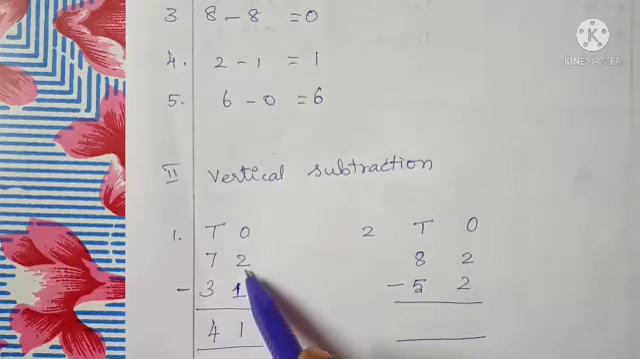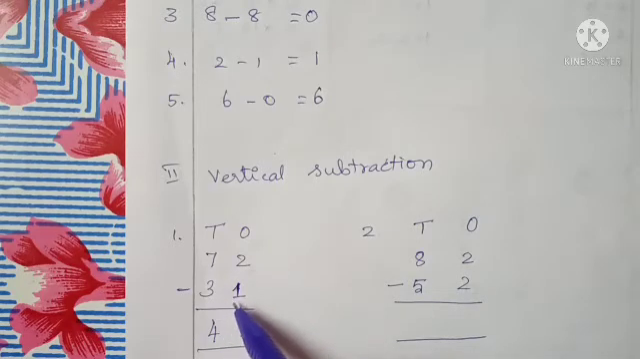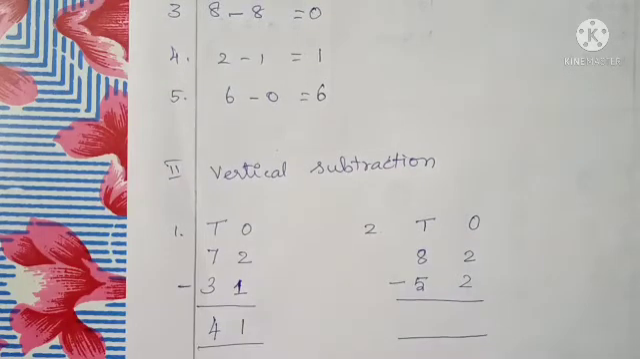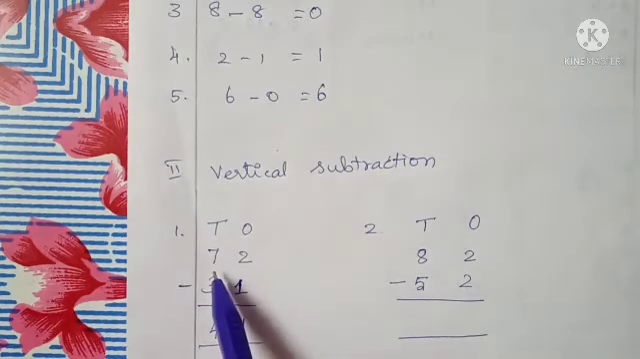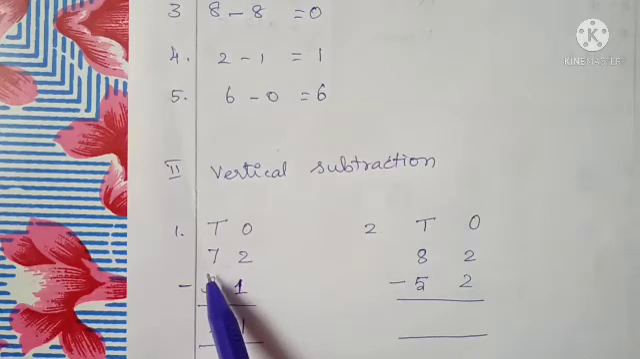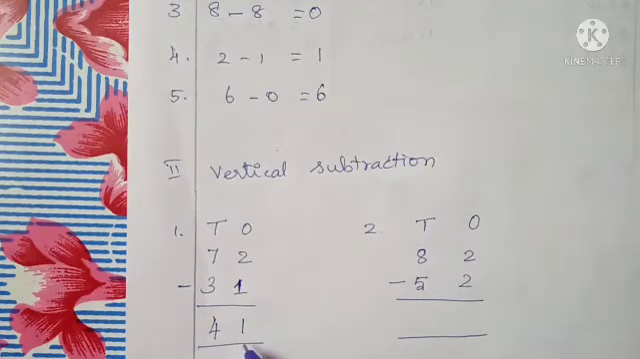72 is a bigger number. 31 is a smaller number. Addition is easy to do with any number, you just add together. But for subtraction, only if the first number is bigger is it possible to do the subtraction. So 72 is a bigger number, 31 is a smaller number, then it is easy to do the subtraction.